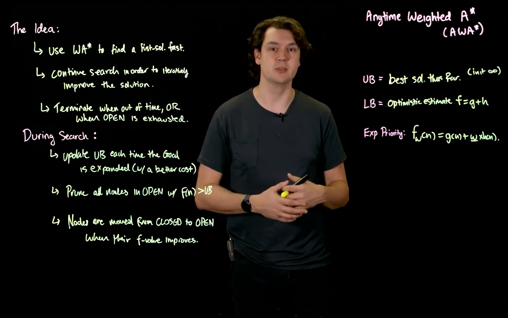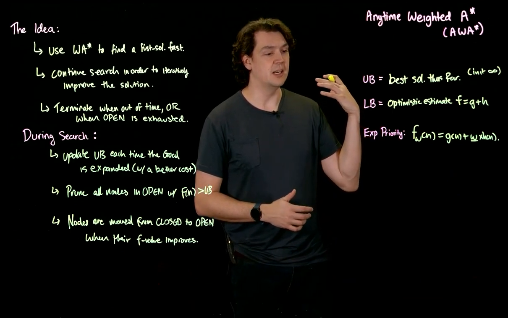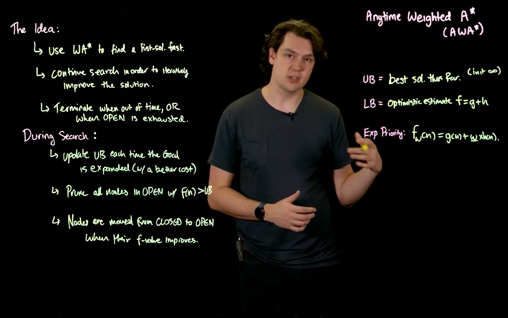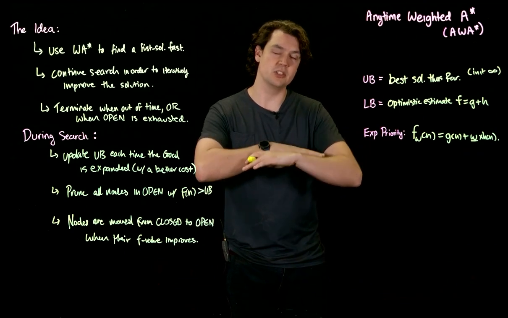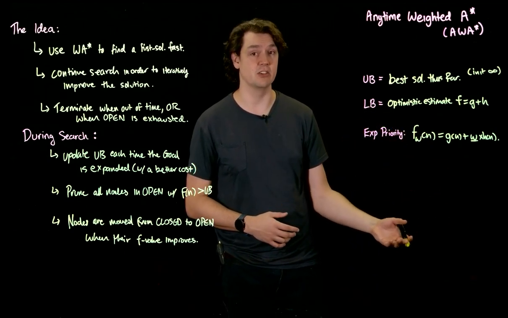That is a disadvantage of using these approaches. Yeah, termination's tricky. Proving that our bounds have crossed is tricky. You're going to have to exhaust the entire open list, and that can take a very, very long time.